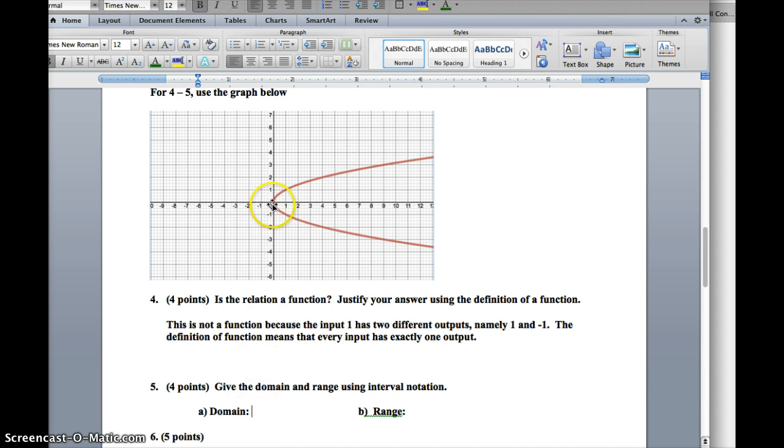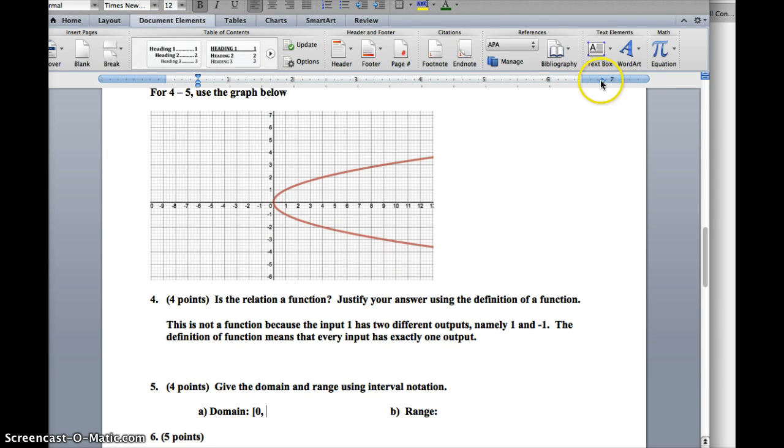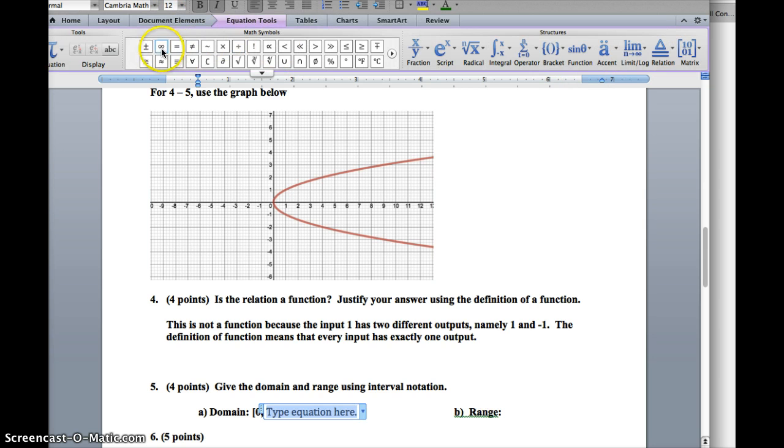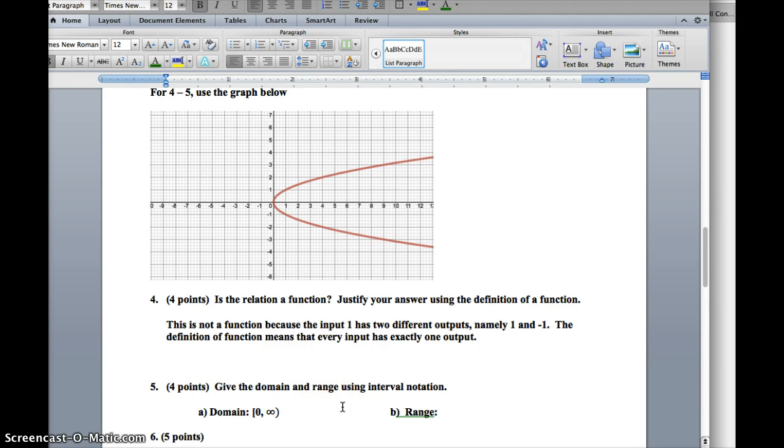So my domain is my leftmost input, so that's 0. And I use the square bracket because I want to include 0. And then we assume this keeps going in this direction, on and on and on. So since it does, we write infinity. And then I use rounded parentheses. So there's the domain, from 0 to infinity, all positive numbers, including 0 if we wanted to use a verbal description.